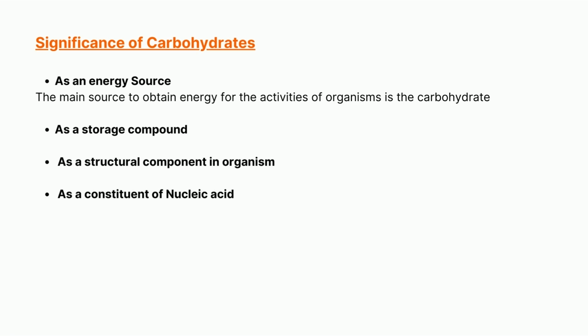The second significance says, carbohydrates are storage compounds. As we saw before, both starch and glycogen are types of carbohydrates which are main storage components in plants and animals. Then the carbohydrates are present as structural components. It is said that cellulose is present as the structural component in the plant cell wall. The last one is, as a constituent of nucleic acid. About this let's study in the nucleic acids part.